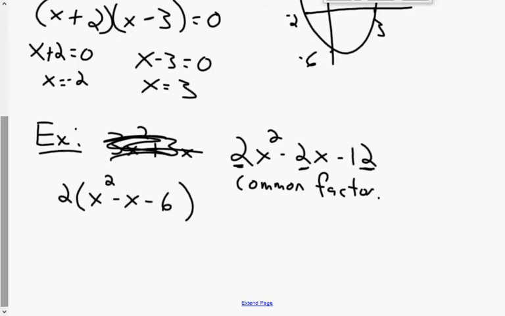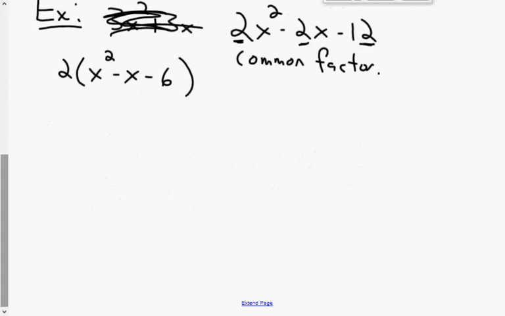And then you can just factor it like we did before. Okay? I'm not going to go through it because we just did it. Now, let's take out another common factor. But this time the common factor out front is going to be a fraction.